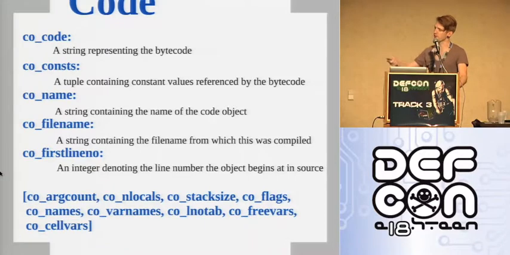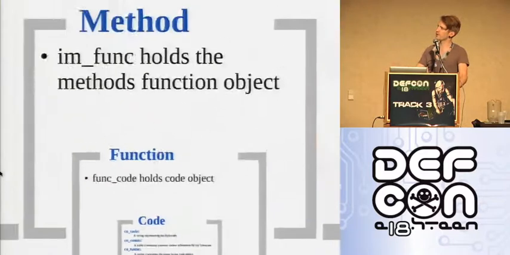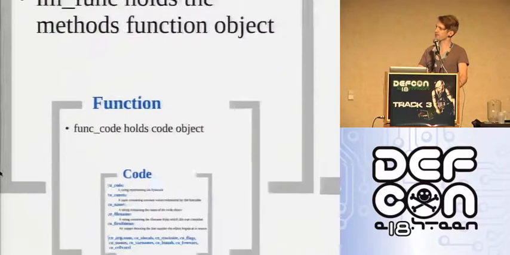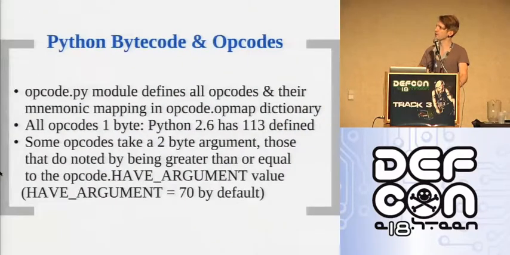So all you need to know is that from all the Python objects, the code object is the one that we're really going for, and everything else just stacks into that. So we've blasted through this pretty quick.